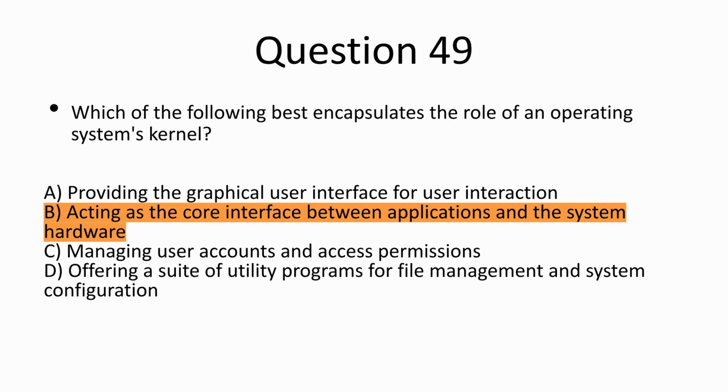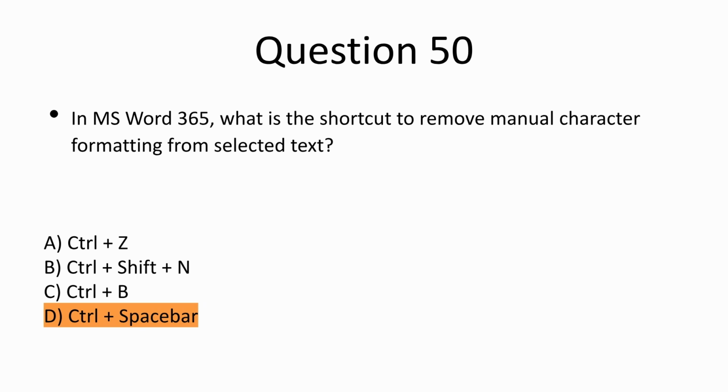Question 49. Which of the following best encapsulates the role of an operating system's kernel? The core role is B, acting as the core interface between applications and the system hardware. Question 50. In MS Word 365, what is the shortcut to remove manual character formatting from selected text? The correct shortcut is D, Control plus spacebar.